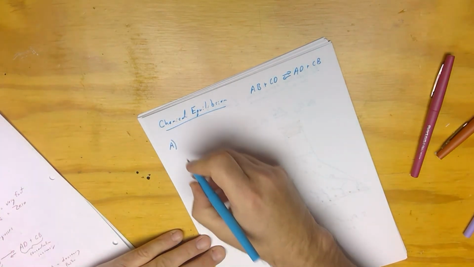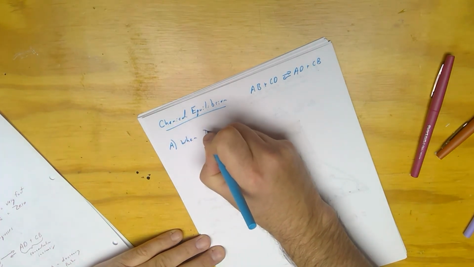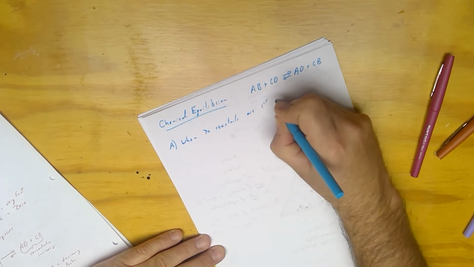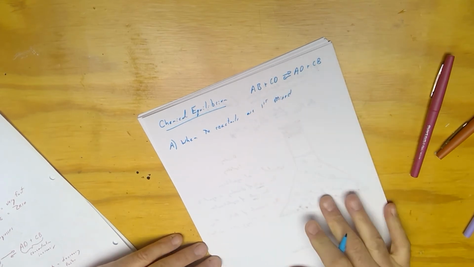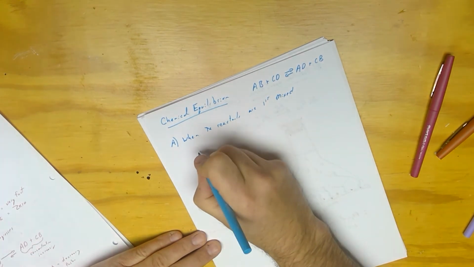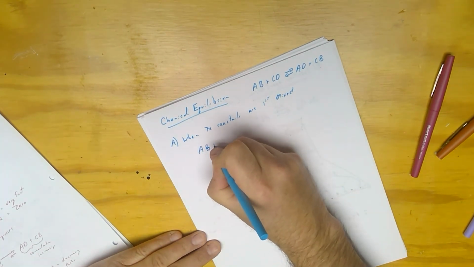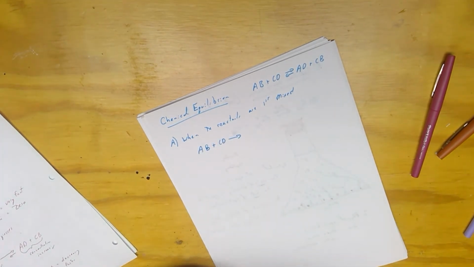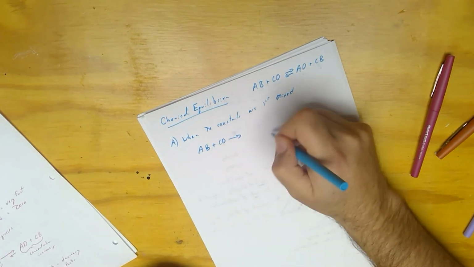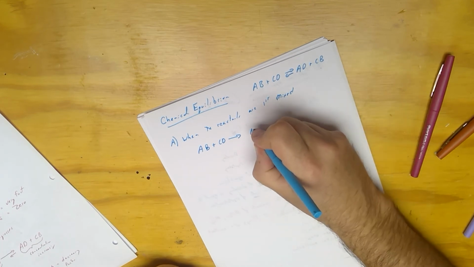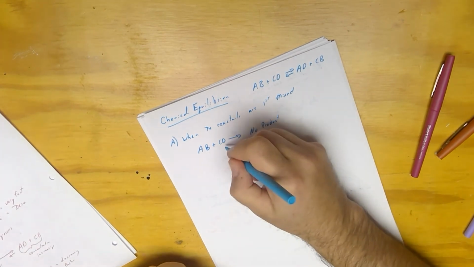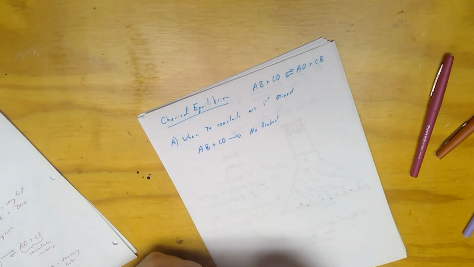Step 1: when the reactants are first mixed. So we originally take our AB and our CD and we put them together. Right at the very instant this starts, do we have any of the product yet? No, we don't have any product. All of it is AB and CD.